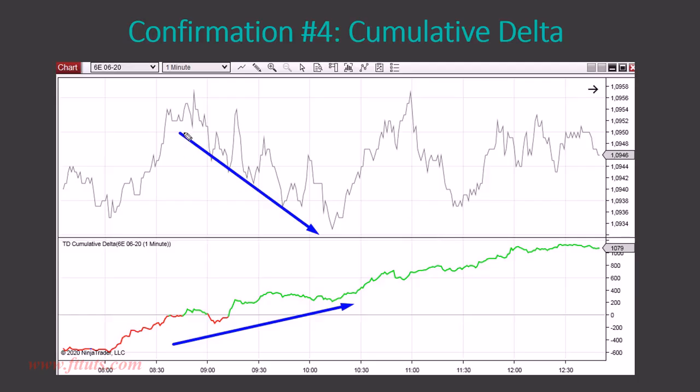Another example, price is going downwards, delta is going upwards.